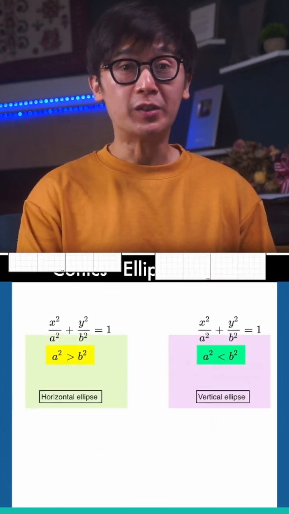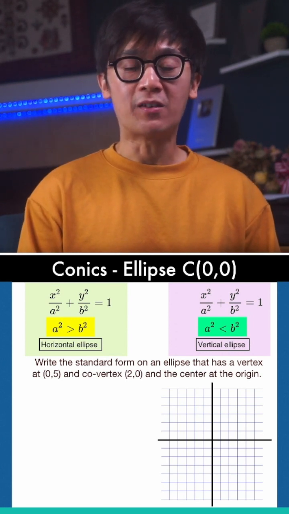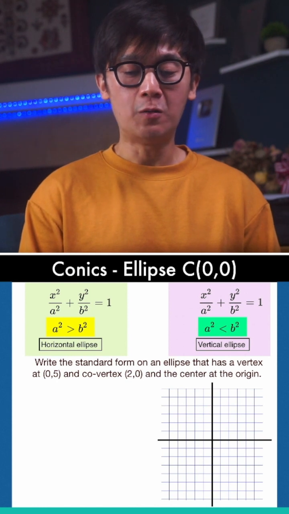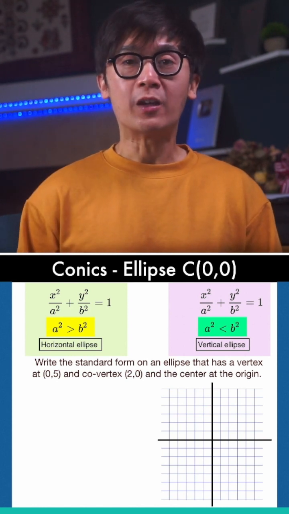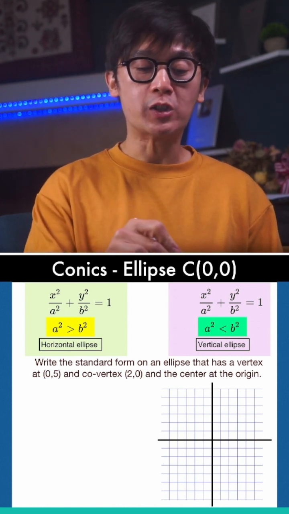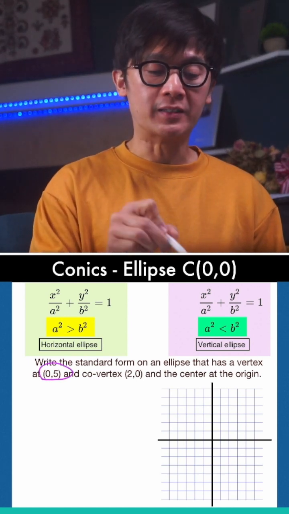So let's have the first example, which is to write the standard form of an ellipse that has a vertex at 0, 5 and co-vertex at 2, 0, na ang center ay nasa point of origin. So, kunin natin yung graph ng ating ellipse para makita natin kung siya ba ay horizontal ellipse or vertical ellipse. I-plot natin yung point ng 0, 5.